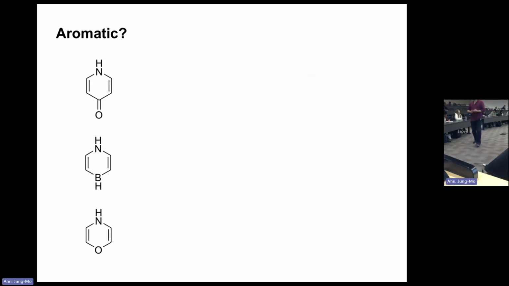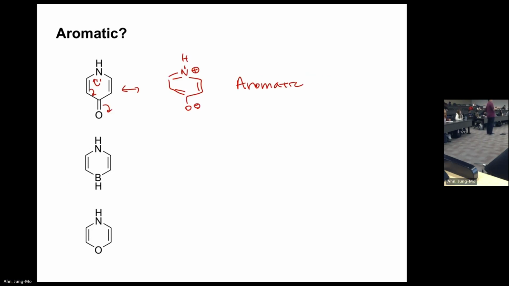What about the ones that carry nitrogen? Can they be complicated? Well, first of all, is this molecule aromatic? Let's think about it. Nitrogen has a lone pair. The lone pair on nitrogen comes in, makes a double bond. This comes in, makes a double bond. This comes out, and that actually looks like an aromatic.